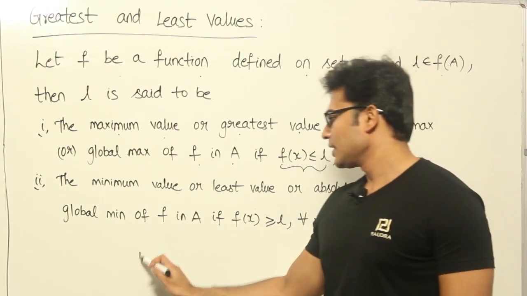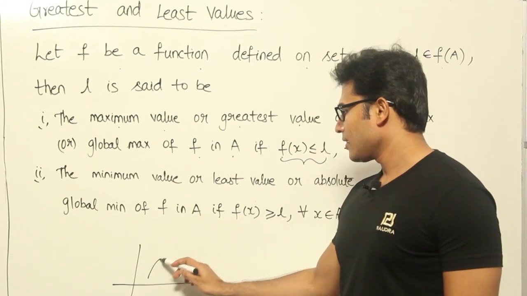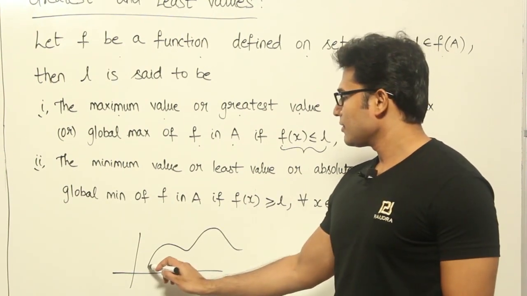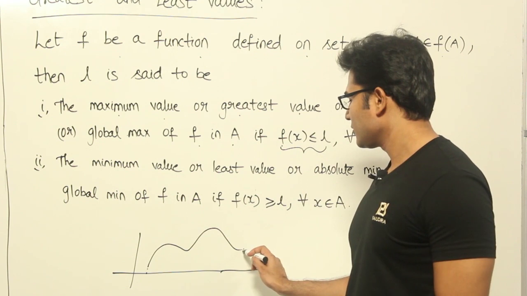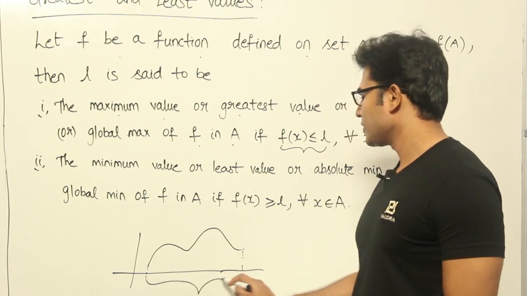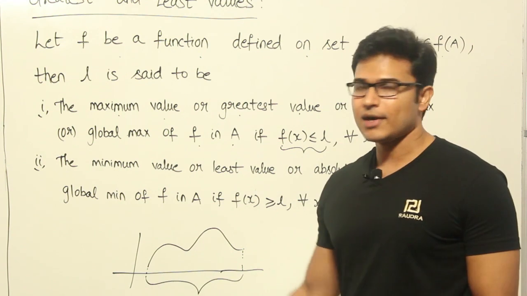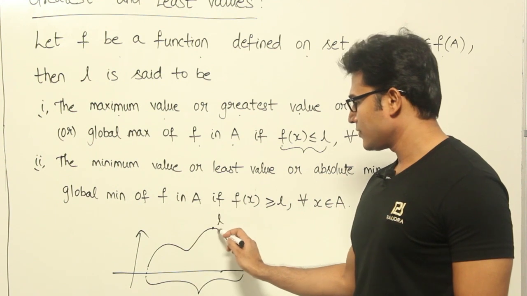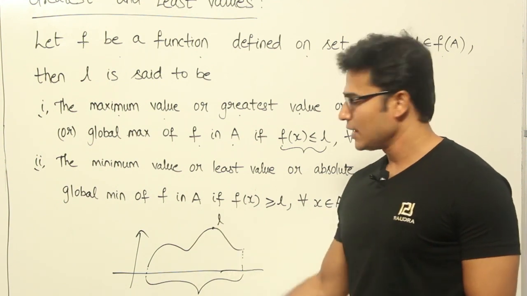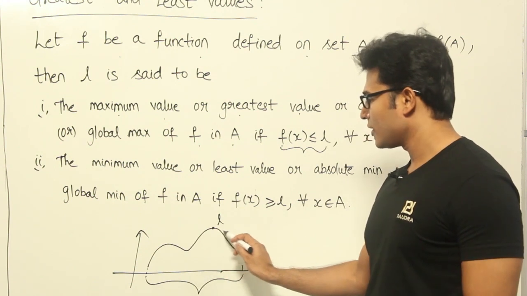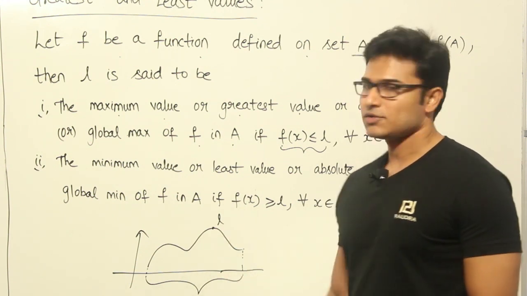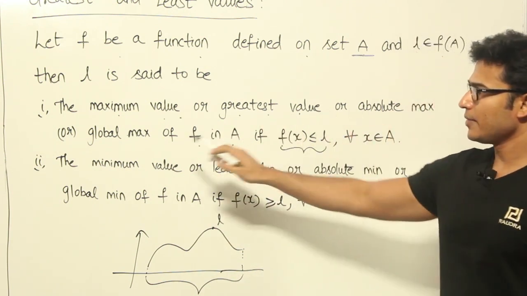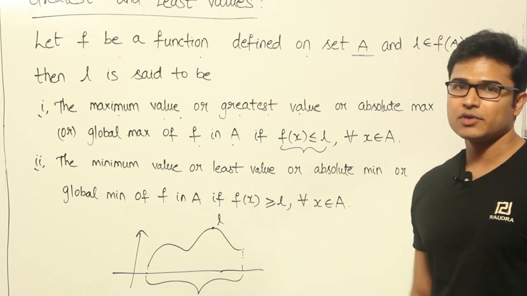So what I mean to say is, assume that this is the function and it is defined like this, okay? And say the domain is from here to here, which means you are talking about all the points from here to here. In all these points you find the value of f of x, right? Now if you are able to find a point L in such a way that the value of f of x at that point is greater than the value of f of x at all the other points, then that particular point is called the greatest point, isn't it? The maximum value or the greatest value or the absolute maximum or global maximum. So these are all the names given to that, right?